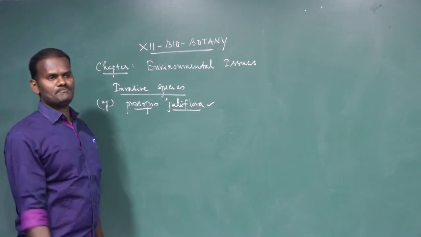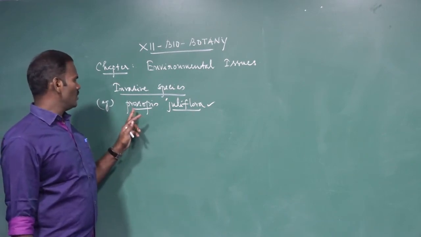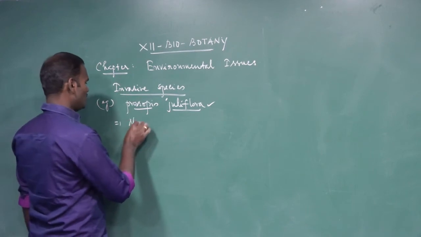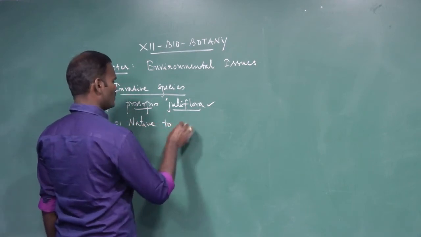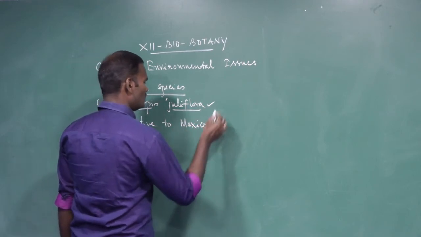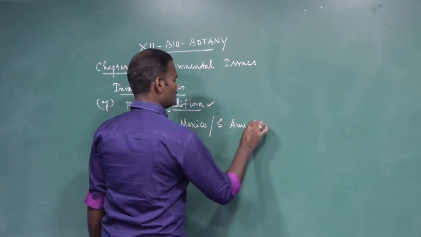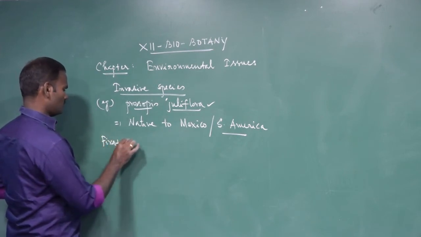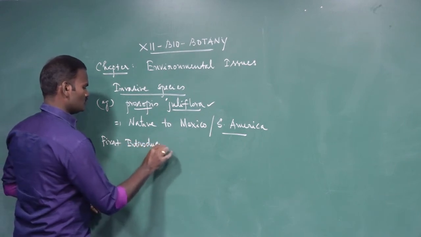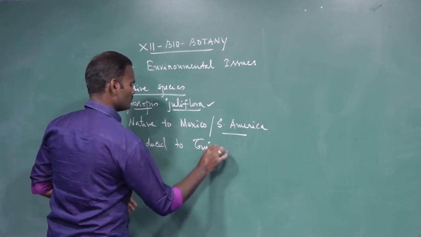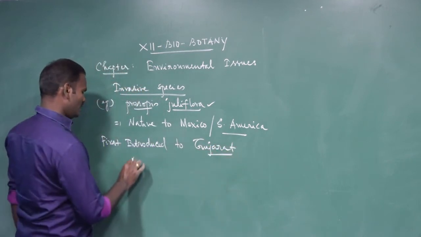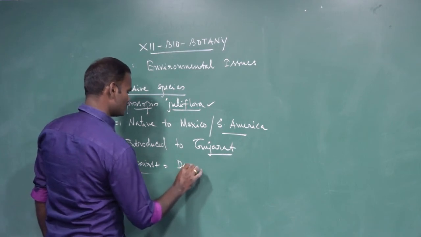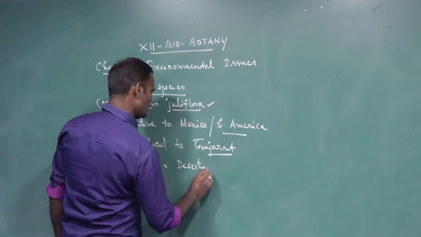What we call in Tamil Kattu Karuvelam, its binomial name is Prosopis juliflora. The Prosopis juliflora is an invasive species, but it is actually native to Mexico and South America. It was first introduced to Gujarat for the purpose of protection against desertification.